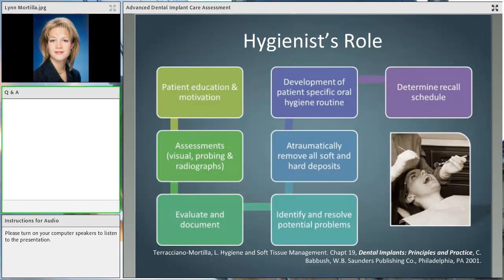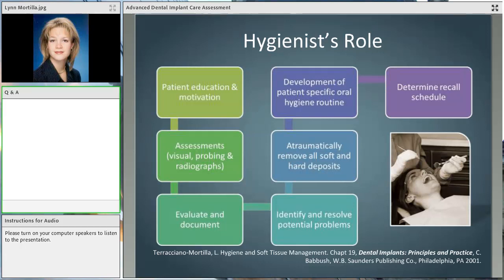So if you're a hygienist and you're listening, in addition to the education and motivation you provide for your patients, you're going to do all of these assessments that we talked about and evaluate them and document them. Work with the doctor to identify and resolve problems. The next webinar that we go to will talk about removing any type of deposits and the patient-specific oral hygiene routine and a recall schedule.